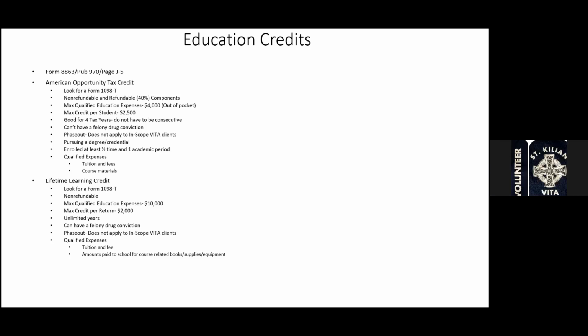All right, okay. And then lifetime learning credit, again, same thing. You want to look for that Form 1098-T. That's your starting point. It is non-refundable, so it's a dollar for dollar reduction of the tax. And then your qualified education expenses, the maximum is $10,000. And so when you're talking to a taxpayer, they get all excited and go, okay, I got a $10,000 credit. You say, no, that's the expense. Those expenses are used to calculate the credit. And of course, the maximum is $2,000 for the return.